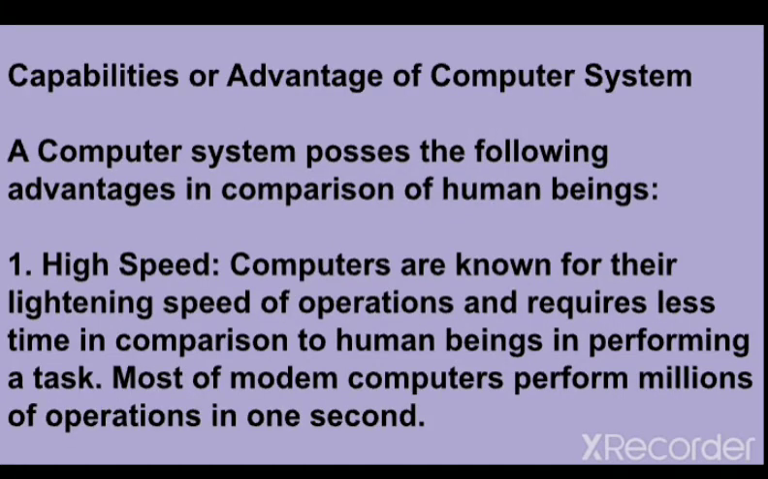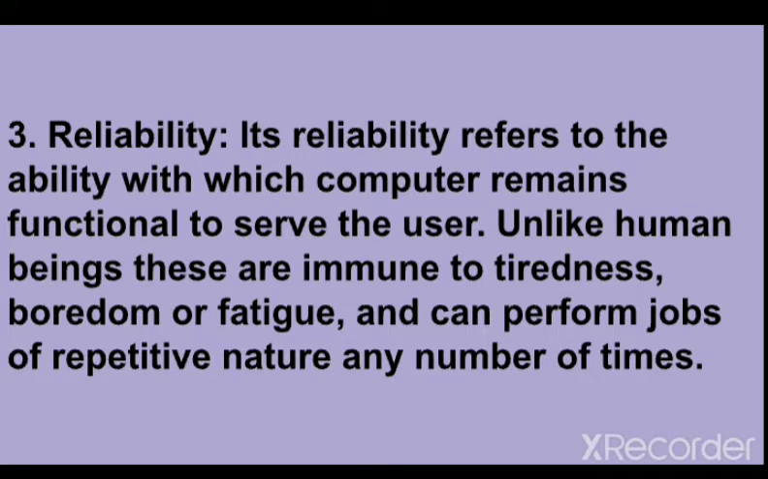And we can say that it is more reliable. Reliability refers to the ability with which a computer remains functional to serve the user. Unlike human beings, computers are immune to tiredness, boredom or fatigue and can perform jobs of a repetitive nature any number of times. We know that it is more reliable because human nature is different from the computer. The human is a living person, and a human being can get tired or bored from doing the work. But a computer is a device and it will perform continuously.